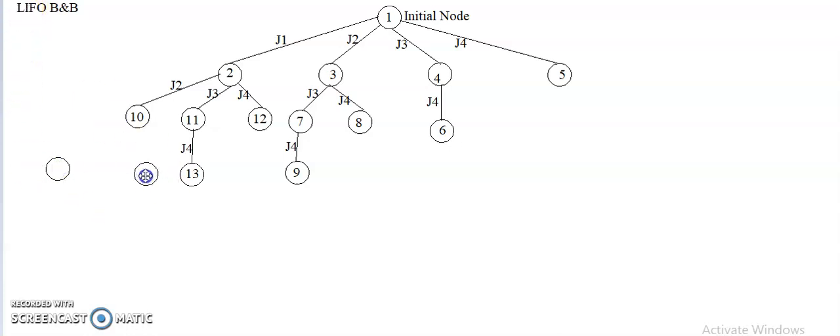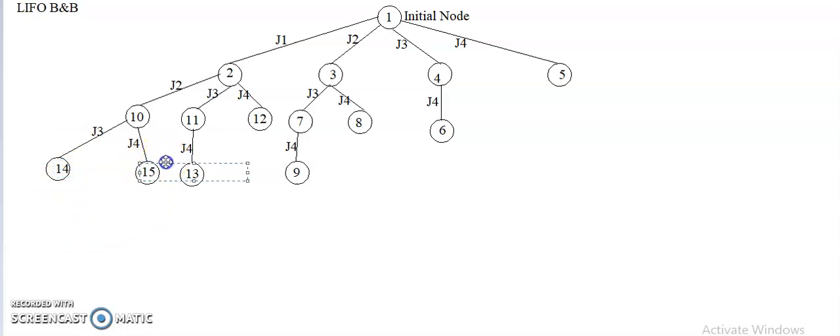So two nodes I can draw here below node number 10. Let me name it. Either I can schedule job 3 because J1, J2, J3, or I can ignore J3 and schedule job number 4. So let me draw the node numbers as 14 and 15.